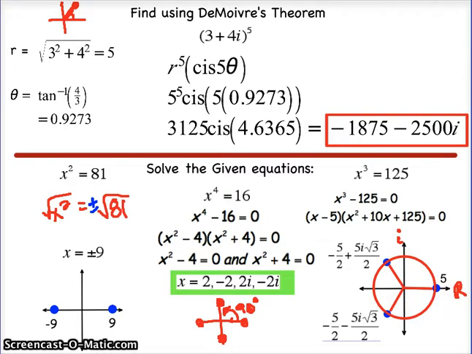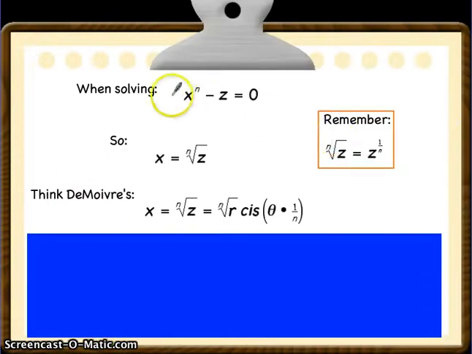Now, what that means is we can take advantage of that circular idea in order to find our roots. And we can also take advantage of DeMoivre's theorem because powers and roots are very relatable. If we think about it, x to the n minus z, some sort of complex number, could also be rewritten as x to the n equals z, if I add the z to the other side.